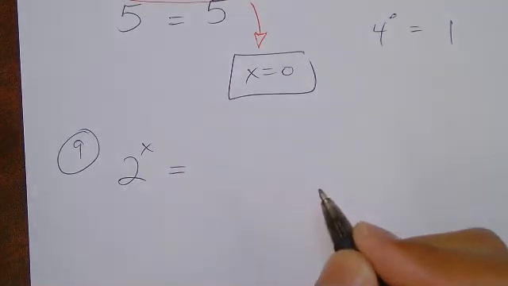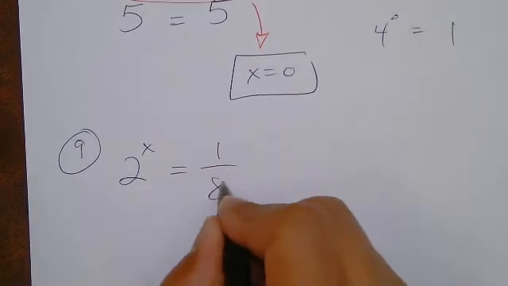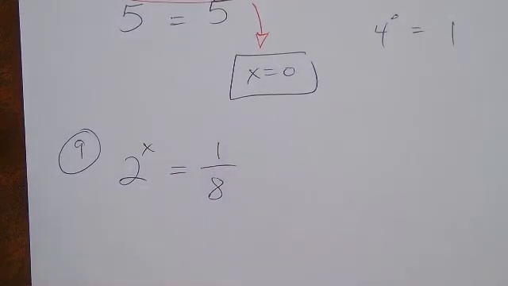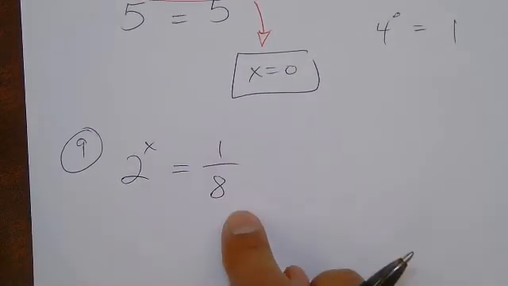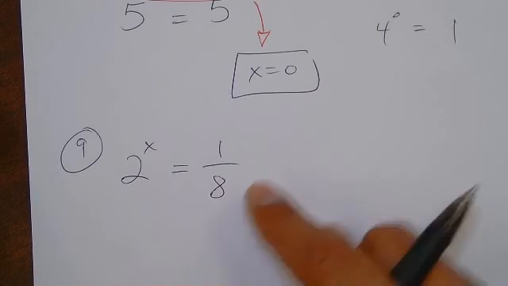Okay, here we go. Number 9. How about 2 to the power of x equals 1 over 8? Oh, yeah.